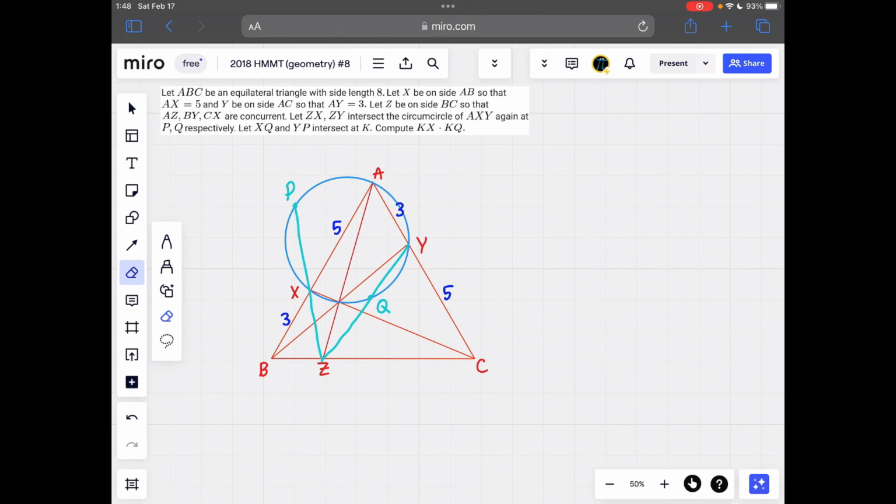Consider triangle ABC, points X, Y, Z, and the circumcircle of AXY. It appears as though the concurrency point of these three cevians, AZ, BY, and CX, let's call that point D, lies on the circumcircle of AXY. Now, is that really true? Well, note that triangles BYC and CXA are congruent.